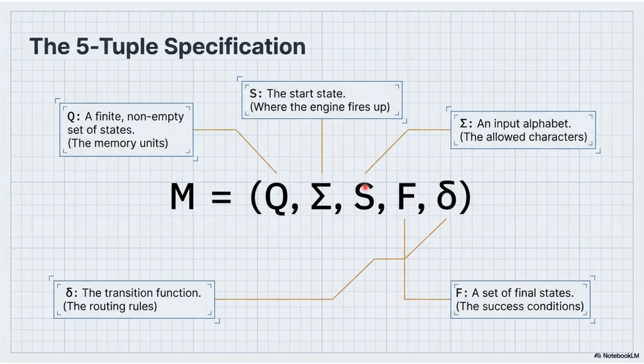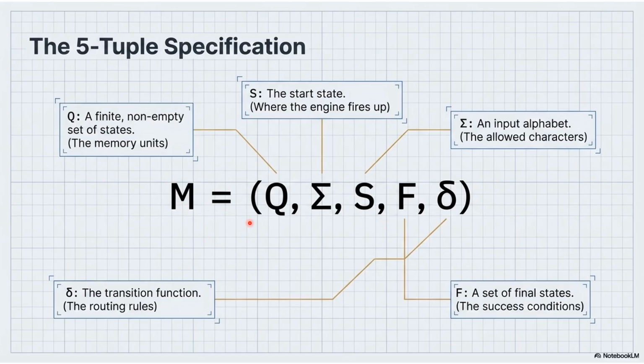In the next slide, a DFA has a 5-tuple specification. Mainly there are the states, the alphabet, the starting state, the final state, and the transition function. So we are representing it by 5 components.